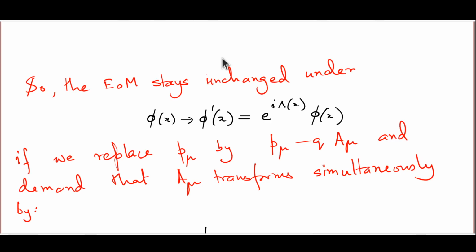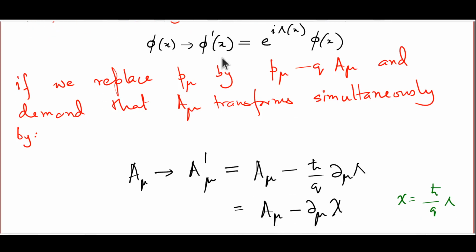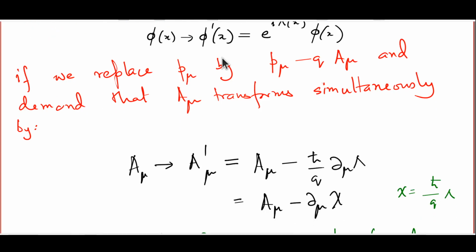But for that we have to do two things. We have to replace p_μ in the original Klein Gordon equation by p_μ − q A_μ, which is what we did and called minimal coupling, and demand at the same time that A_μ transforms simultaneously by this law, A'_μ = A_μ − (ħ/q) ∂_μ λ, or essentially the same thing as saying A_μ changes by a four-derivative, ∂_μ χ. And this χ is nothing but our λ, the phase factor, times ħ by q. So what we do is change the wave function by a phase and change the four vector potential by a four-derivative of that phase with an additional factor.